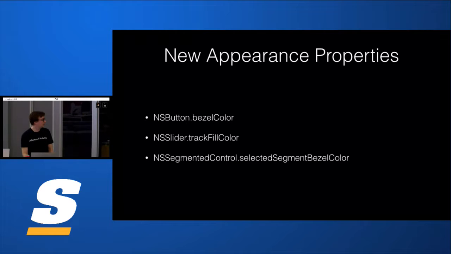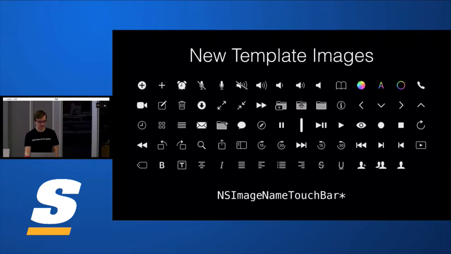This might address what some people hate about AppKit, that you can't really customize the appearance of things. They're getting a little better. You can make a yellow button, for example, without having to subclass. You can also change the slider's track color and segmented bezel color. There are also a whole bunch of new template images. You only want to use these in a touch bar. They're designed specifically for it, but they're pretty nice, and they're what Control Strip uses, I think.